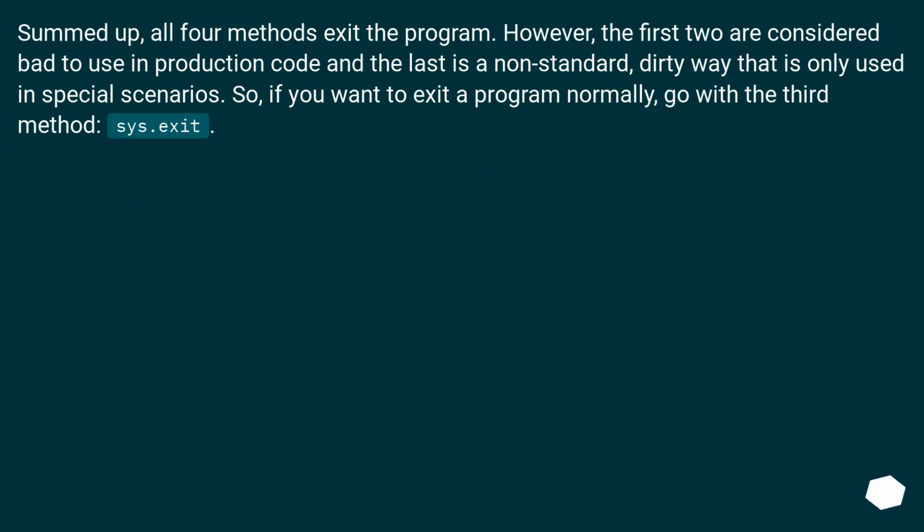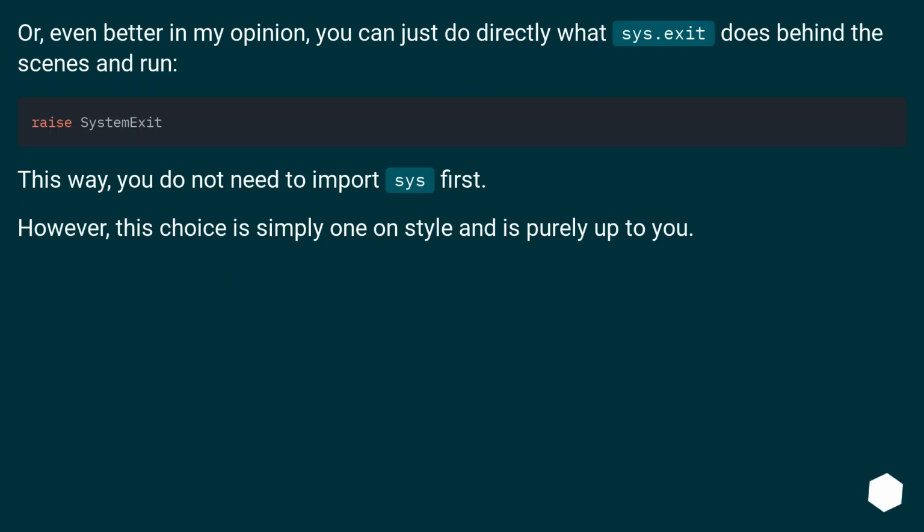Summed up, all 4 methods exit the program. However, the first 2 are considered bad to use in production code, and the last is a non-standard, dirty way that is only used in special scenarios. So, if you want to exit a program normally, go with the third method, sys.exit. Or, even better in my opinion, you can just do directly what sys.exit does behind the scenes and run raise SystemExit. This way, you do not need to import sys first. However, this choice is simply one of style and is purely up to you.